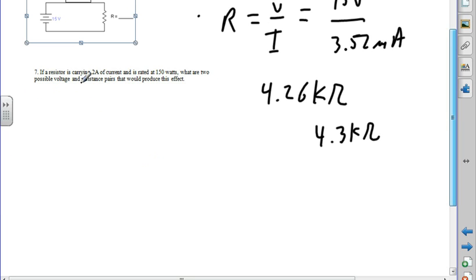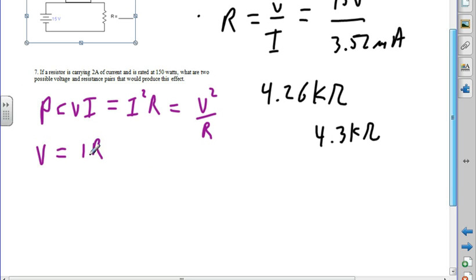Now this takes a little more thought here. So power is voltage times current, is I squared R, is voltage squared divided by resistance. Those are all truisms. And voltage is equal to IR. So Ohm's law, our power equation, and an equal sign that doesn't look much like an equal sign. So if I had 1,500 watts, the first issue is the possible pairs of voltage and resistance are infinite. So we want the easiest ones.